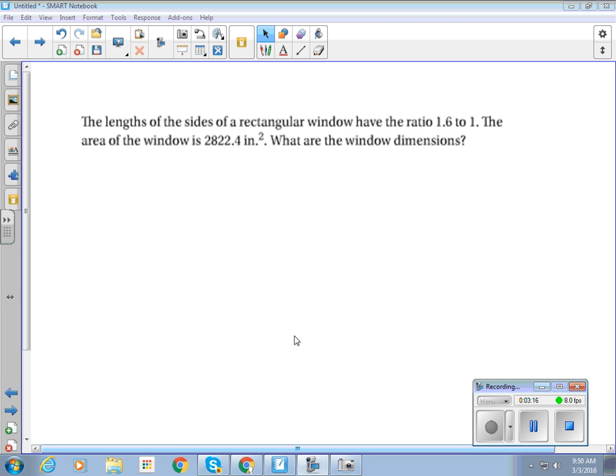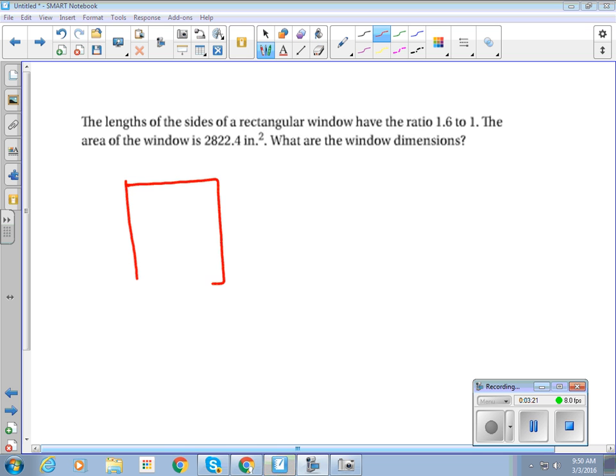All right, so we're going to solve this problem together. The lengths of the sides of a rectangular window, so let's have a rectangle here, have a ratio of 1.6 to 1. I'm going to make this the 1 and this the 1.6. Although that is a ratio, so I have to put 1x and 1.6x, because I don't know if it's 1 meter to 1.6 meters or 2 meters to 3.2 meters. I'm not sure. I just know the ratio. I don't know the actual dimensions. So I have to have an x there.